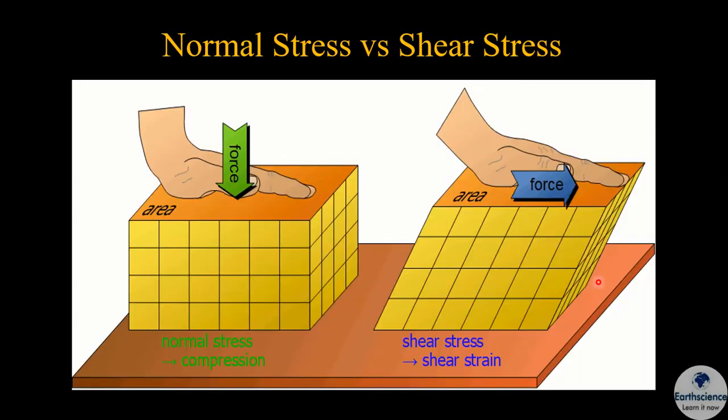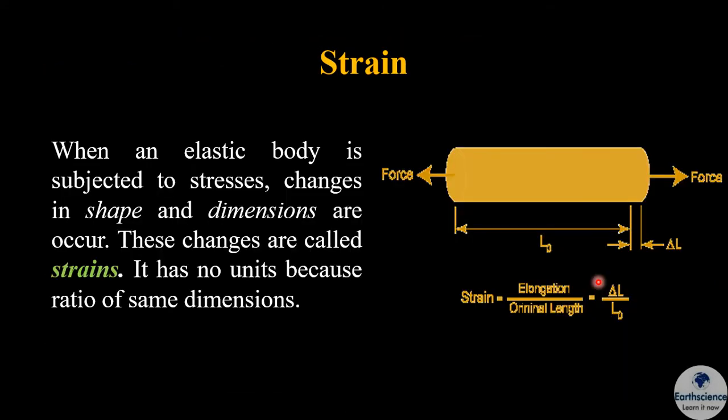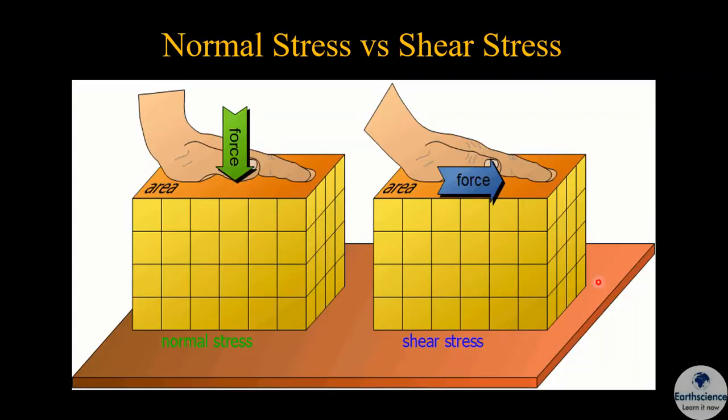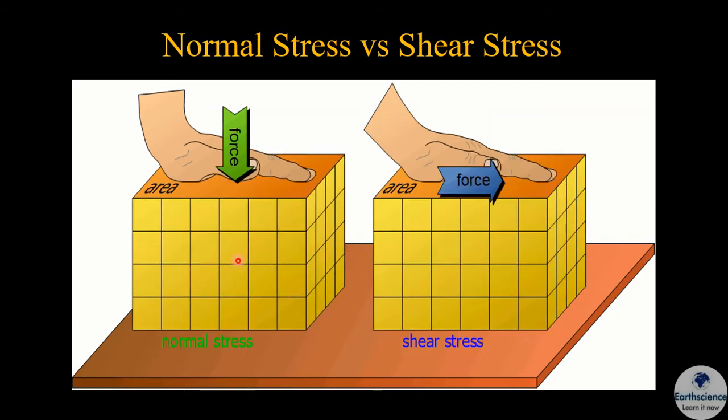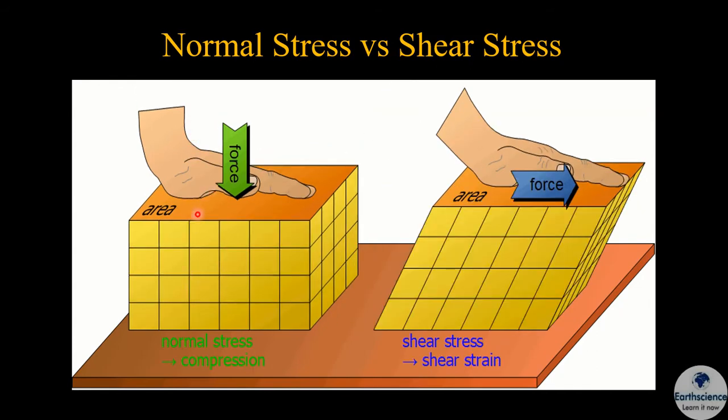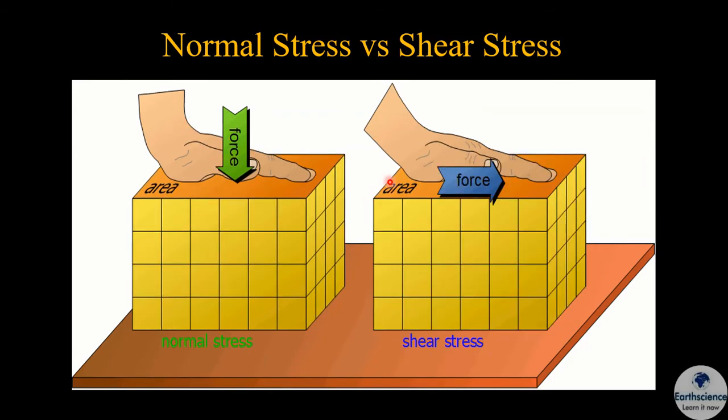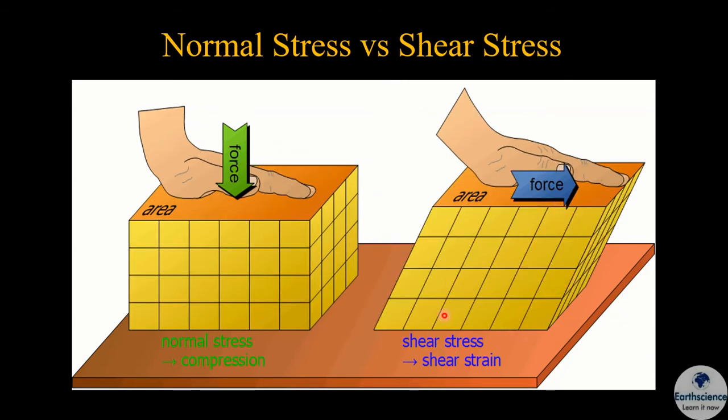Strain is nothing but the corresponding changes in the shape and dimensions because of the application of this stress. Here, the force that we are applying in the normal direction or in the shear direction shows the corresponding changes in the shape and size and the elongation in a particular area. In this normal case, the change in the volume or shape is perpendicular to the applied force, but in this direction some part is elongation, or some part of the change is also in the same direction.